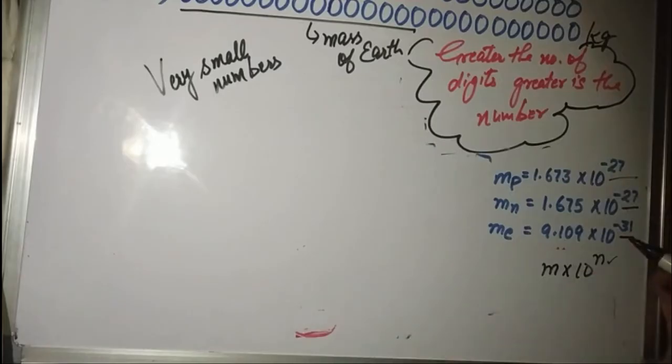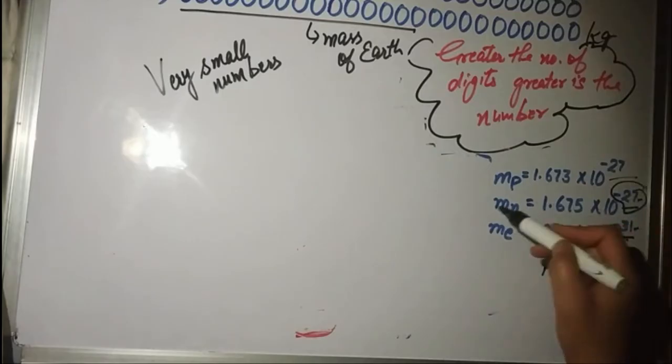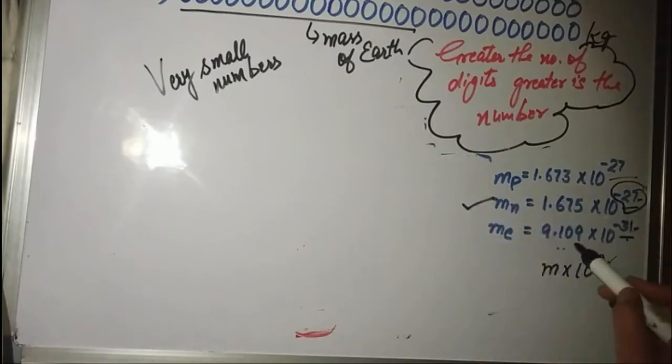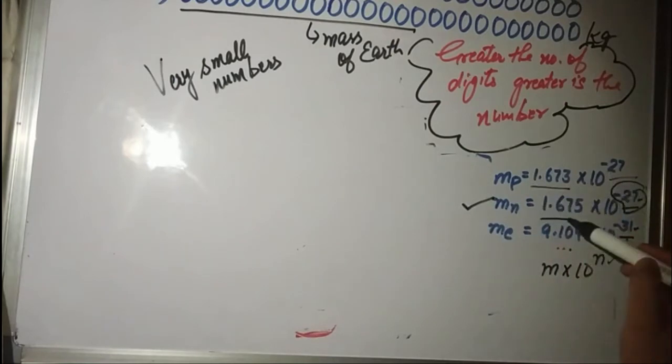Okay, this is 10 raised to power minus 31. This is 10 raised to power... Which one is bigger? Let's compare the two powers first. Which one of them is bigger? You see, minus 27 is bigger than minus 31, so this is bigger than this. And here these two are the same, then we'll compare here.